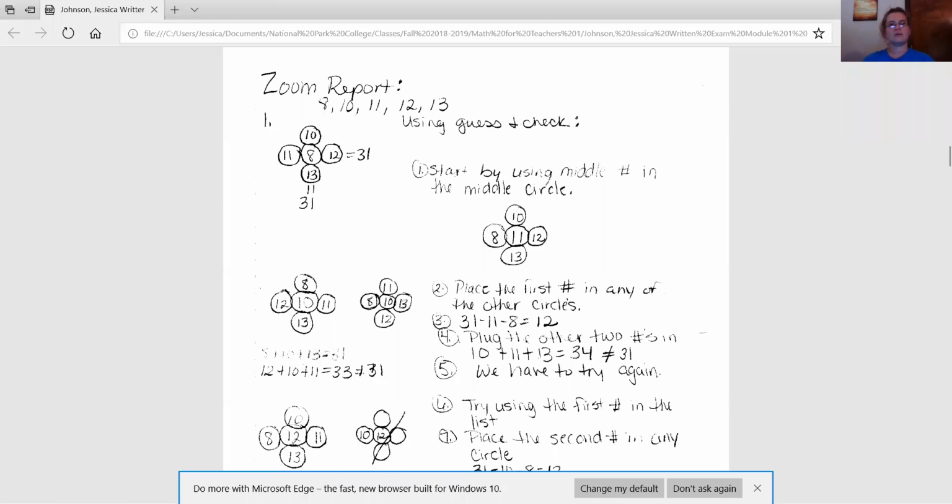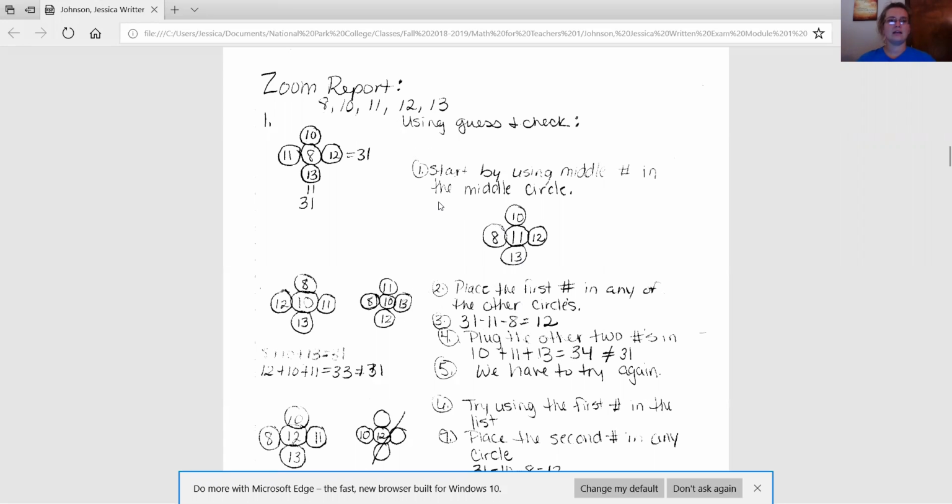The first question talks about using 8, 10, 11, 12, and 13 to come up with a sum of 31 vertically and across. Usually I start with the middle number in the list, which is 11 for us, and I plug it into the middle circle. It didn't work out in this case. 31 minus 11 minus 8 equals 12, but 10 plus 11 plus 13 does not equal 31.